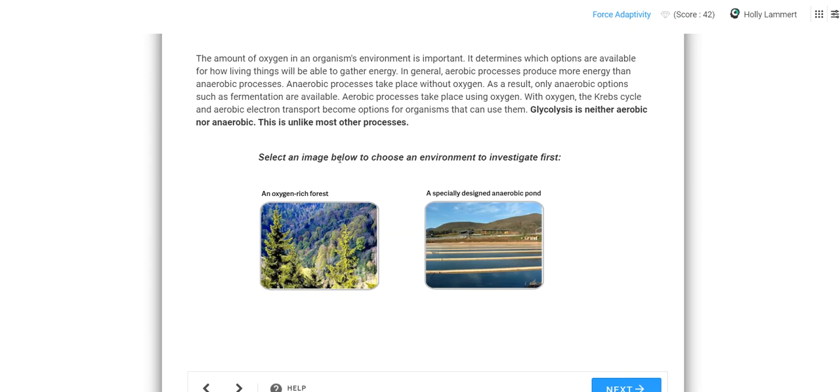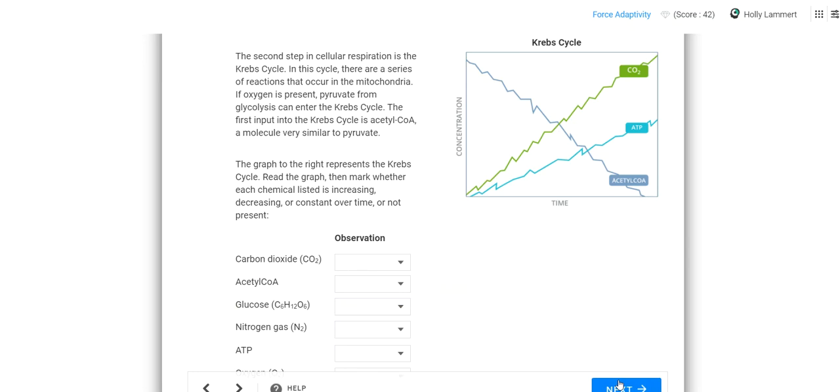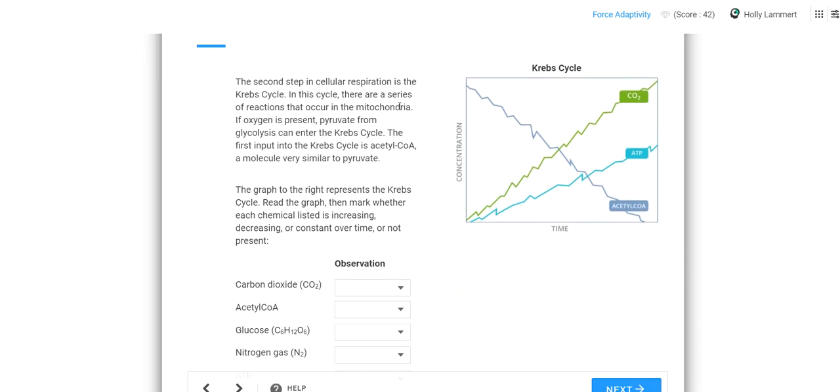Okay, so select an image below to choose an environment to investigate first. Let's go with the oxygen-rich forest. It says here the second pathway in aerobic cellular respiration is the Krebs cycle. It comes right after the first pathway of glycolysis, what we just learned about. So here's the Krebs cycle. The second step in cellular respiration is the Krebs cycle. In this cycle, there are a series of reactions that occur in the mitochondria. Remember, that's the powerhouse of the cell, right? That's where we break down pyruvate to make energy, or ATP.